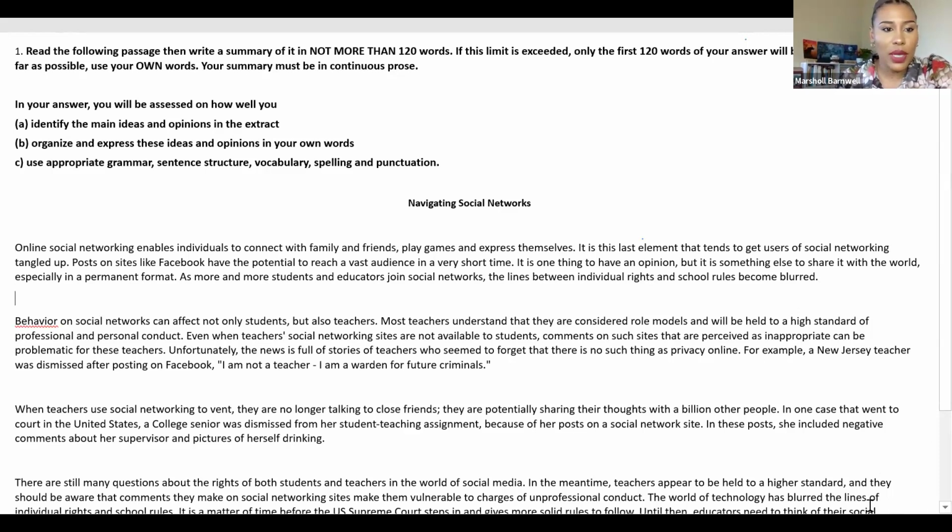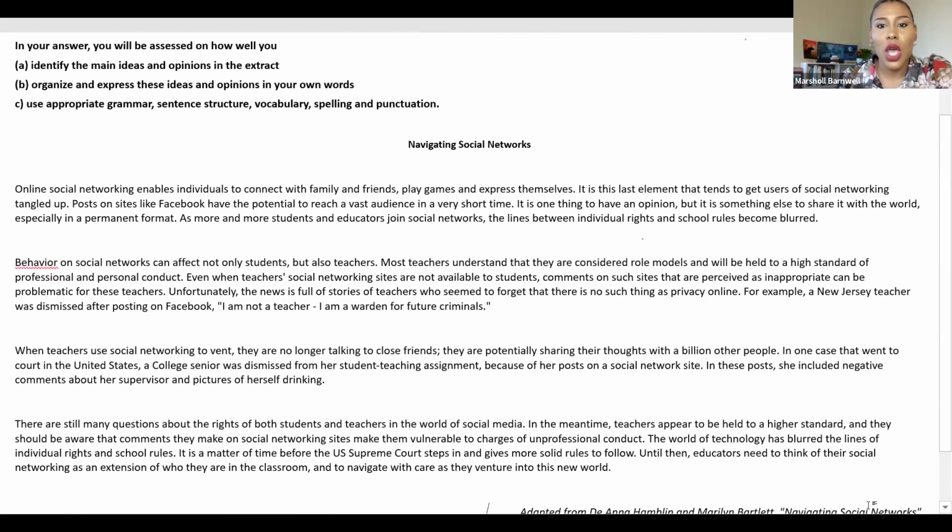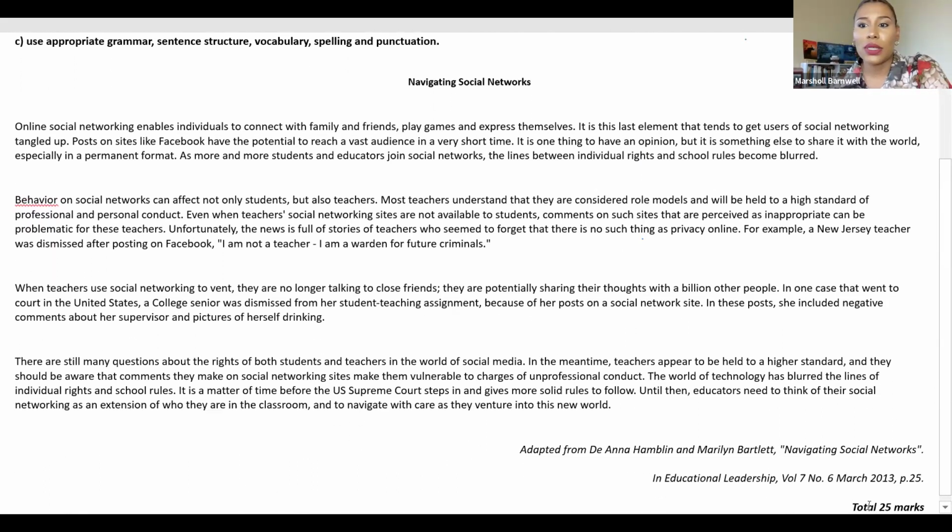Behavior on social networks can affect not only students, but also teachers. Most teachers understand that they are considered role models and will be held to a high standard of professional and personal conduct. Even when teachers' social networking sites are not available to students, comments on sites that are perceived as inappropriate can be problematic for these teachers. Unfortunately, the news is full of stories of teachers who seem to forget that there is no such thing as privacy online. For example, a New Jersey teacher was dismissed after posting on Facebook, "I am not a teacher, I am a warden for future criminals." When teachers use social networking to vent, they're no longer talking to close friends. They're potentially sharing their thoughts with a billion other people.